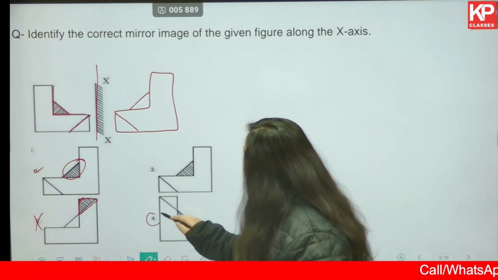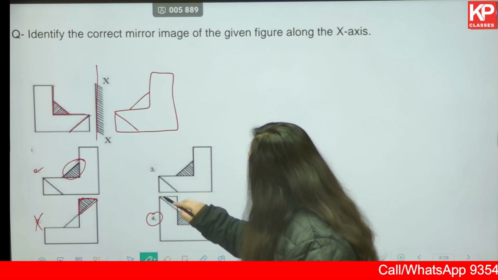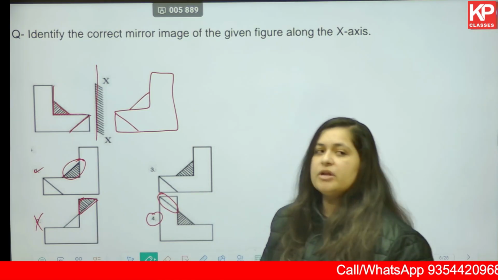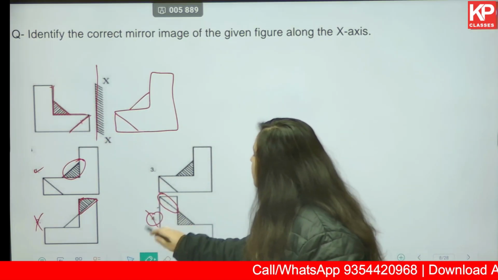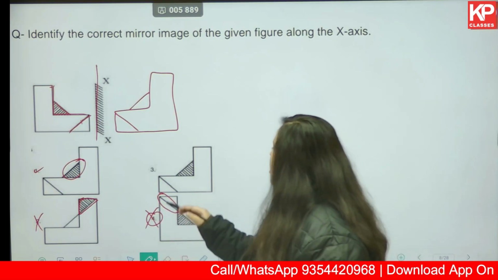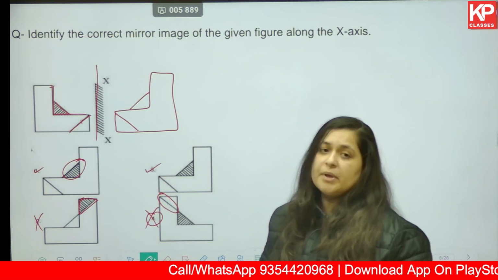Option number 4 also cannot be correct because this diagonal line that you are able to observe is not in the top portion, it's in the bottom portion. So option number 4 can also not be correct. Option number 3 again can be correct.